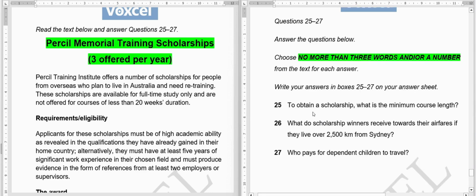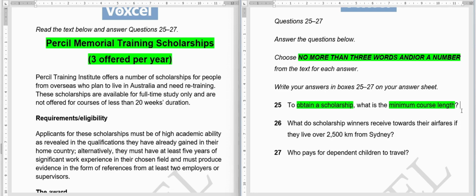So let's read the question type. Okay, so this is a short answer question. Let's read the question. To obtain a scholarship, meaning if you want to get a scholarship, what is the minimum course length? So we have to tell the minimum course length. What do you think the answer should be? It should be some sort of time duration, like 1 year, 2 years, 1 month, 2 months, something like that. It should have some sort of time reference in terms of length.